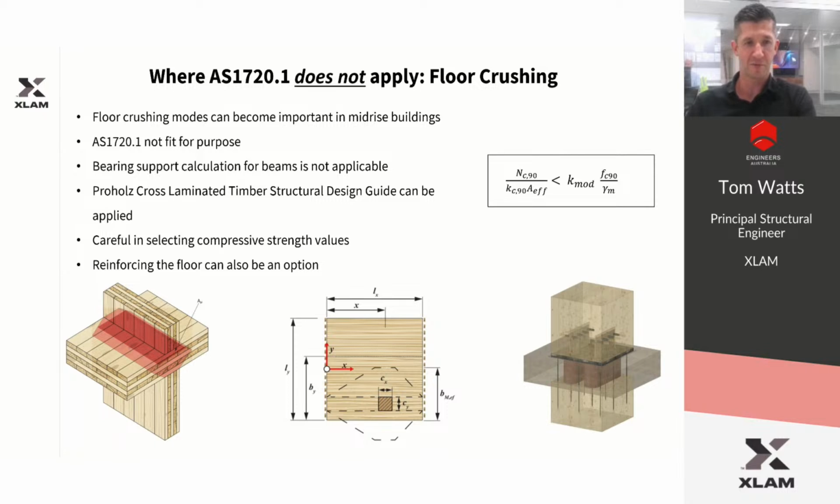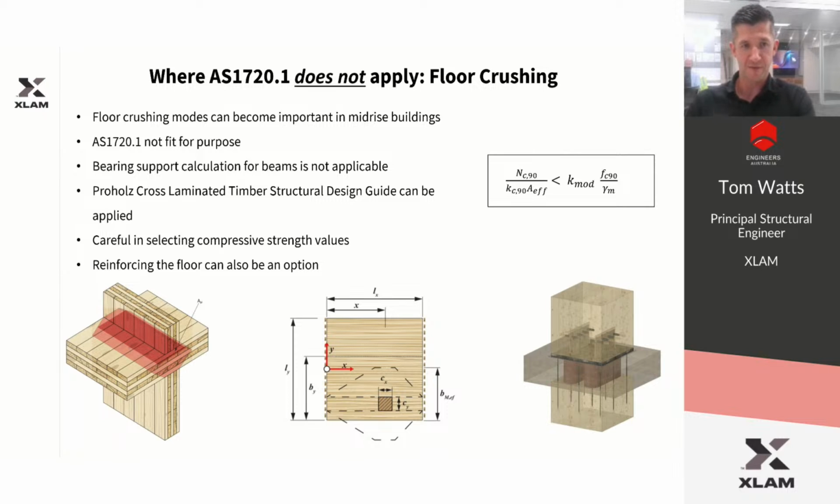And I guess the other thing we'd recommend is, when you're looking at the perpendicular to grain strength of CLT, be careful of what values you use. We provide guidance in our structural design guides, but people can use values which are higher than what's intended based on feedstock properties, and you really need to use properties that are appropriate to the overall panel to make sure that you're not getting excessive deformation or shortening.